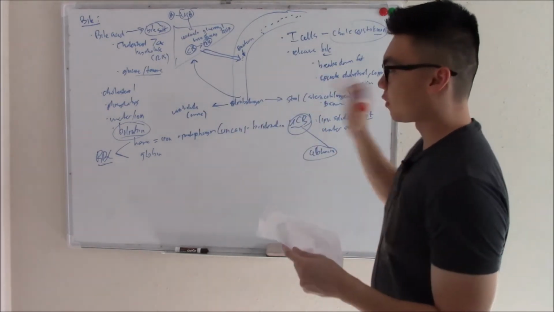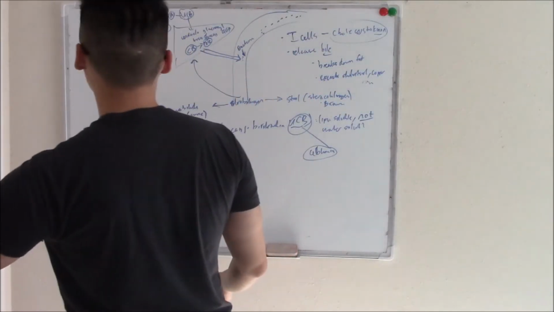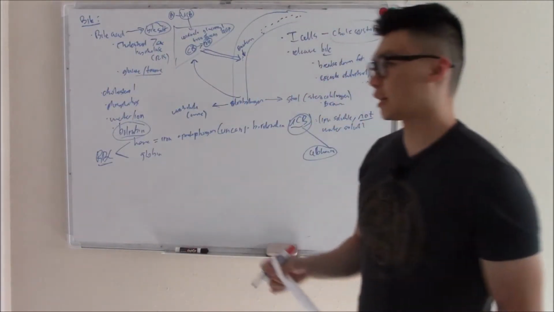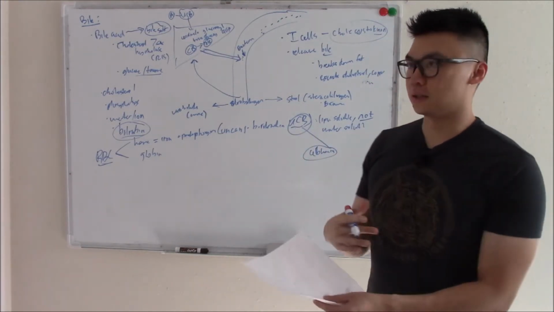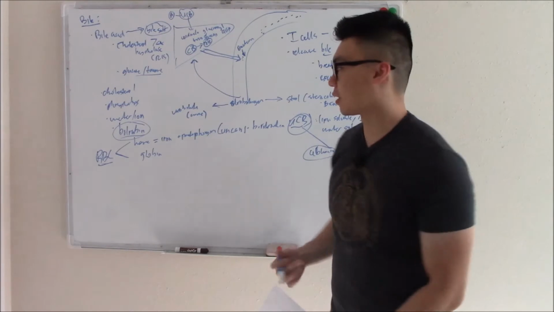Now, why did I go over all this in the first place? What's the importance of this? Well, sometimes you can have increased bilirubin, and all that increased bilirubin can deposit into your body and turn your body yellow. We call that jaundice.